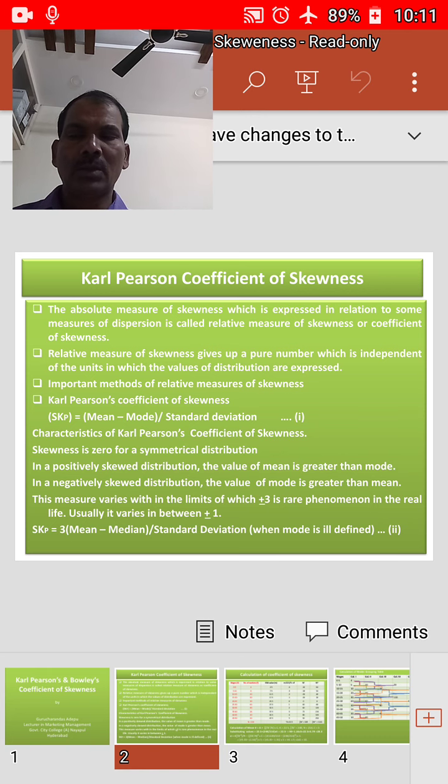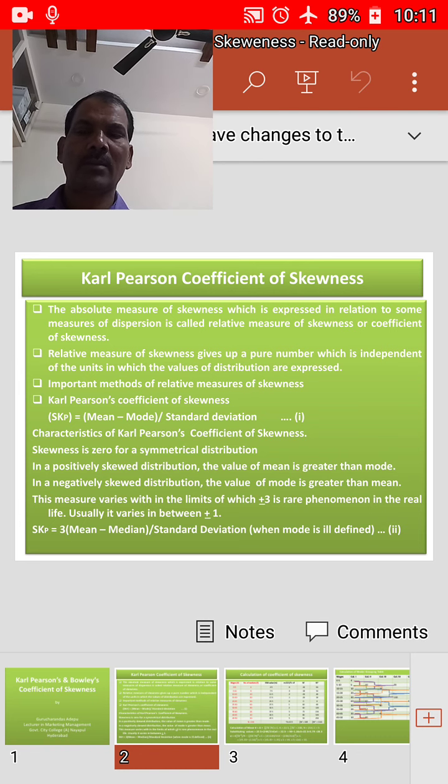According to Karl Pearson, skewness is calculated with the help of a formula, and that is Karl Pearson skewness, SKP, is equal to mean minus mode by standard deviation. This is the first formula given by Karl Pearson when mode is defined.